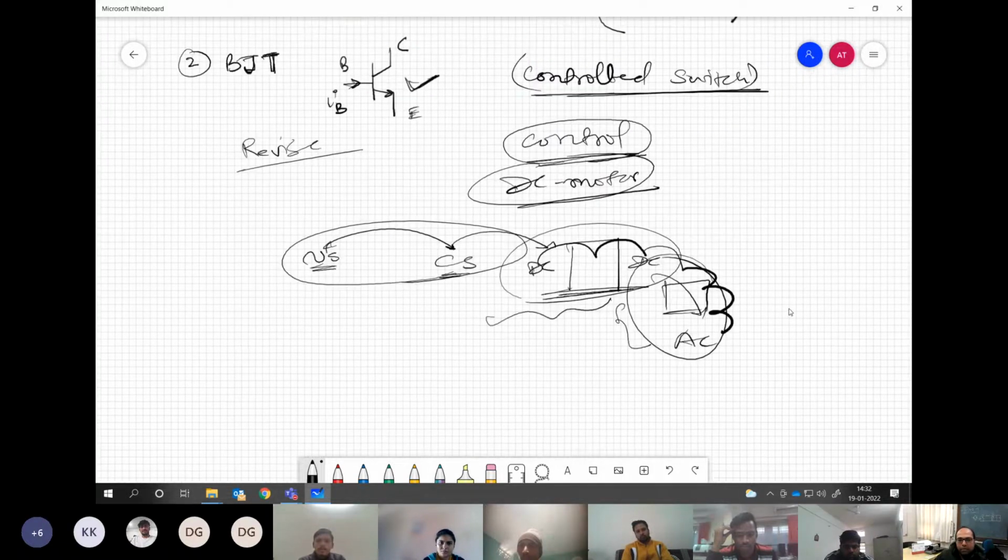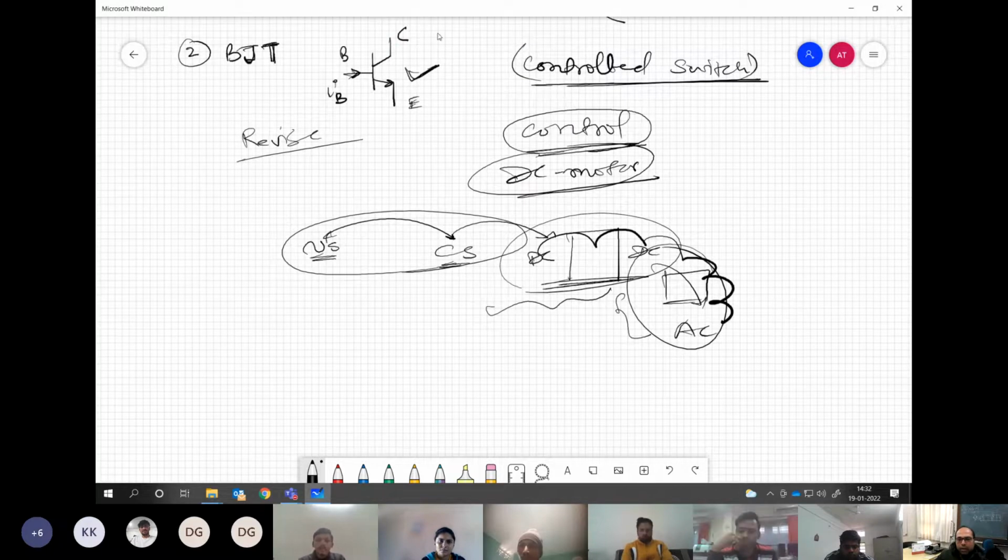Okay, so now coming to the BJT, which is basically a three-terminal device. We have collector, emitter, and base. So through the base, the current which is injected into this base terminal, let's say the base current, is used for controlling this device. Now, based on how much current you are injecting in the base, that decides where the device is going to operate.